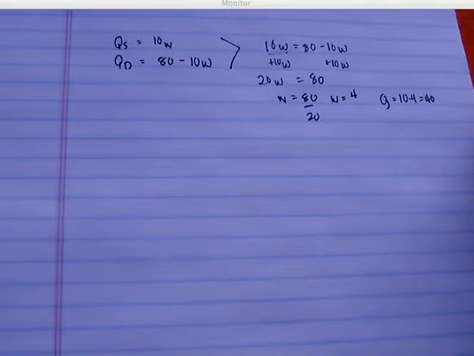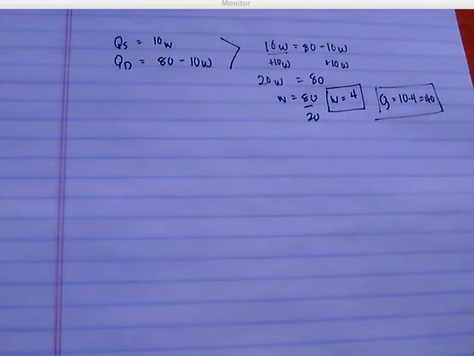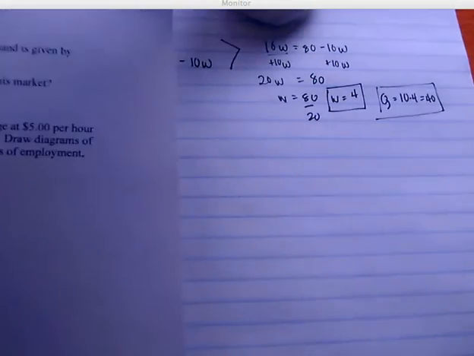Okay, so that gives us the equilibrium price in this market of $4 and the equilibrium quantity in this market of 40 units of labor. Okay, so then the hard part starts.